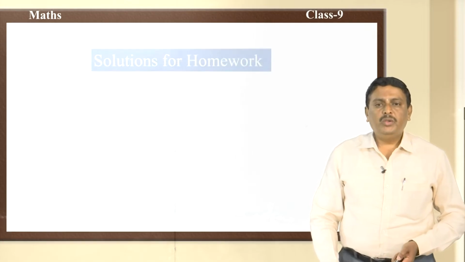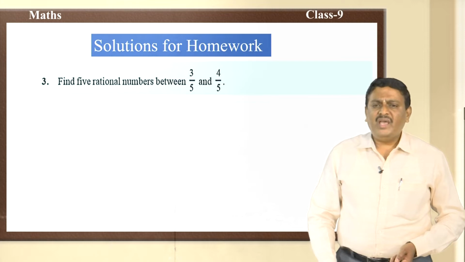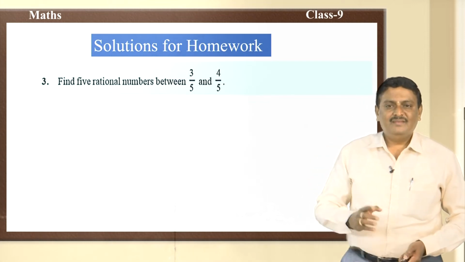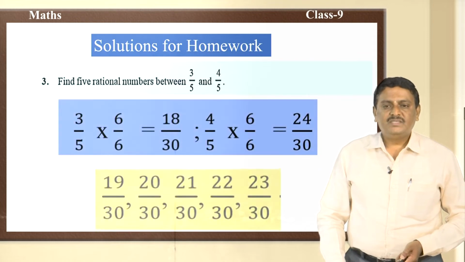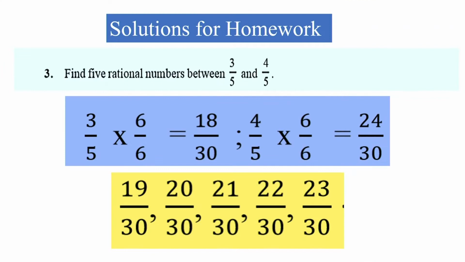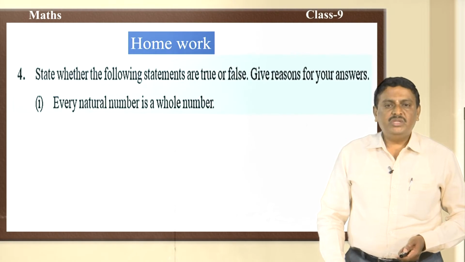We move on to the next one. Find 5 rational numbers between 3 by 5 and 4 by 5. The solution is here. See, compare your answer. The 5 rational numbers are 19 by 30, 20 by 30, 21 by 30, 22 by 30, 23 by 30.